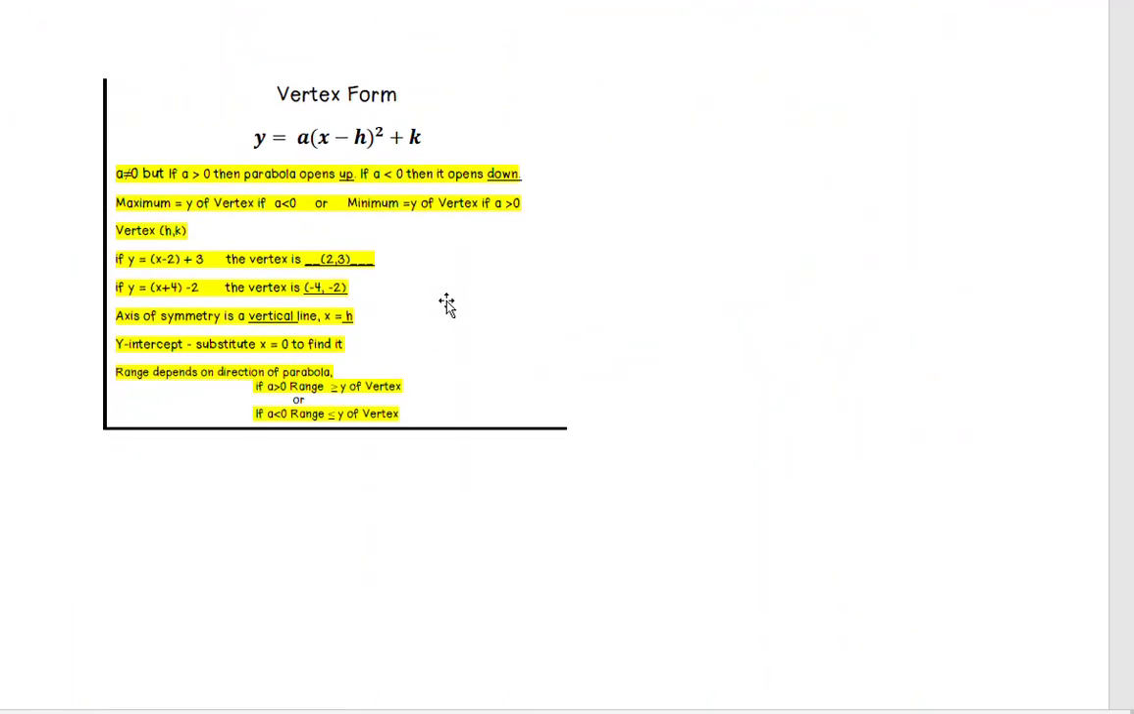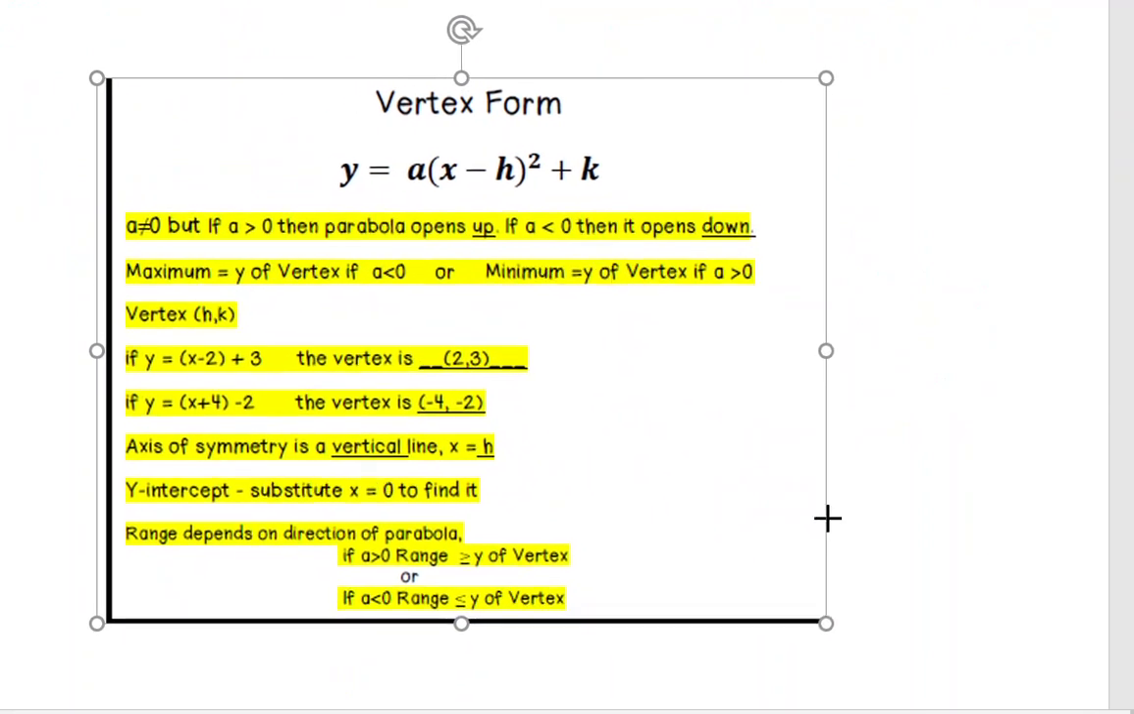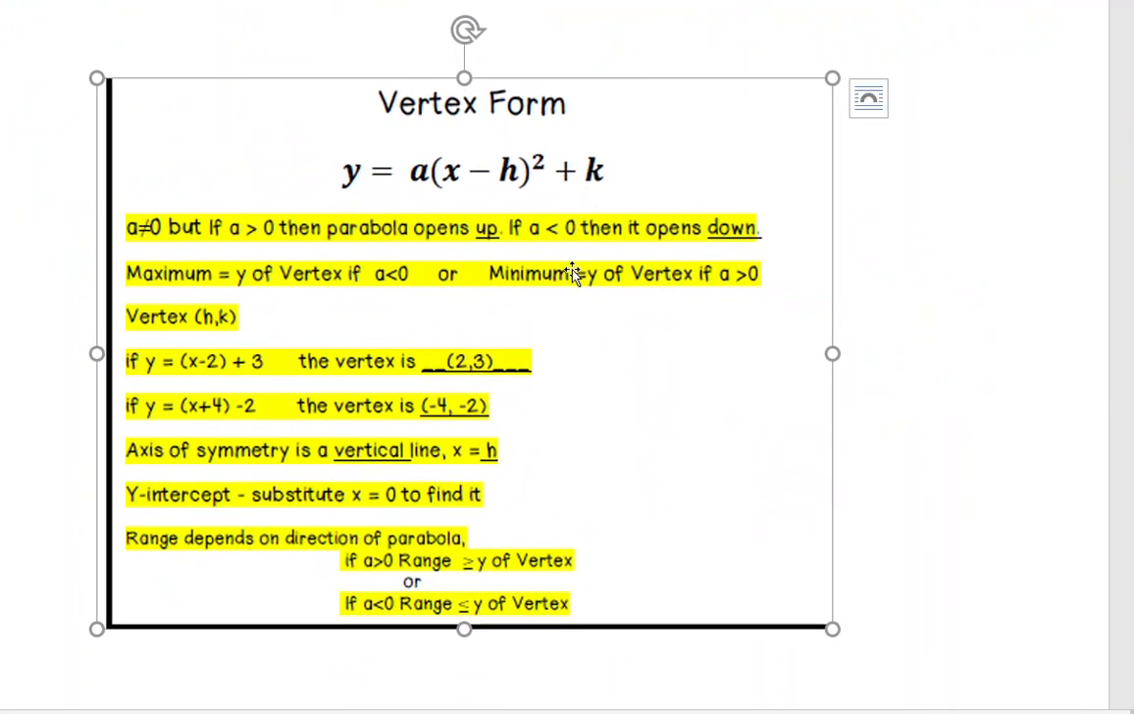Just a review, these are the notes that help us with vertex form. Just remember that the h value is the opposite of what you see in the parentheses, the opposite sign of what we see in the parentheses, but the k is the same.